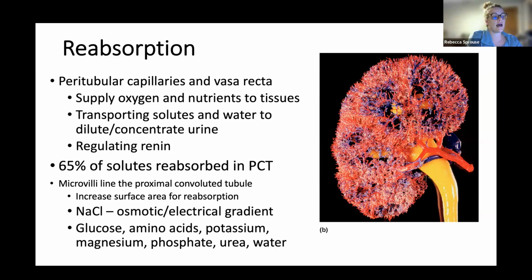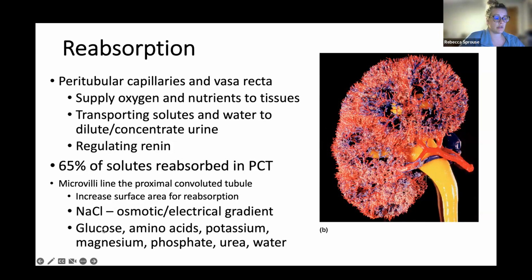One thing that's highly reabsorbed there would be sodium chloride, and that is an electrolyte. So when this is divided into its individual components, sodium has a positive charge and chloride has a negative charge. And so they will actually create an electrical gradient that other ions will follow passively.